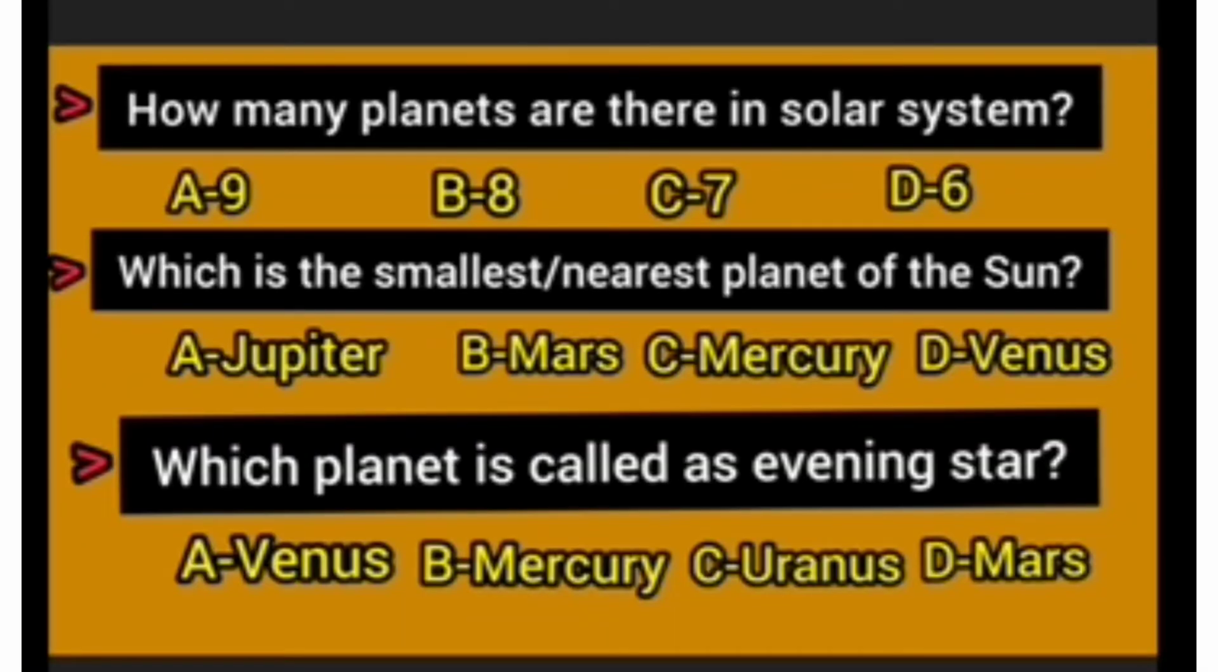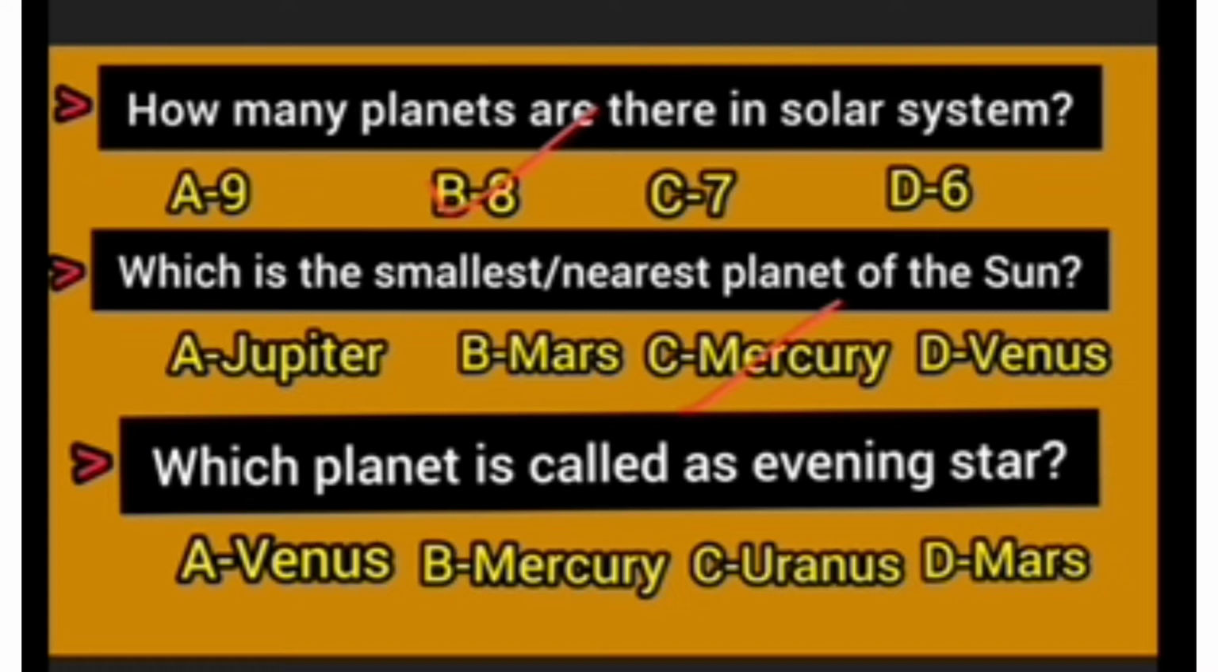Let's learn how many planets are there in the solar system. A 9, B 8, C 7, D 6. Answer B, 8. Next question. Which is the smallest or nearest planet of the Sun? A. Jupiter, B. Mars, C. Mercury, D. Venus. Answer C. Mercury. Mercury is the smallest and the nearest planet of the Sun.